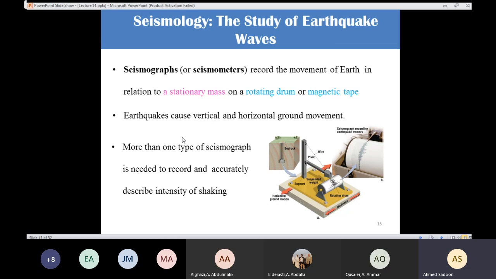And the earthquake is going to cause vertical and horizontal ground movement. So we need machines like this one here in order to measure the vertical and the horizontal movement. And since it could be vertical or horizontal, it means that we are going to have more than one type of seismograph in order to accurately record the movements. And also through that, we'll be able to describe the intensity of the shaking.